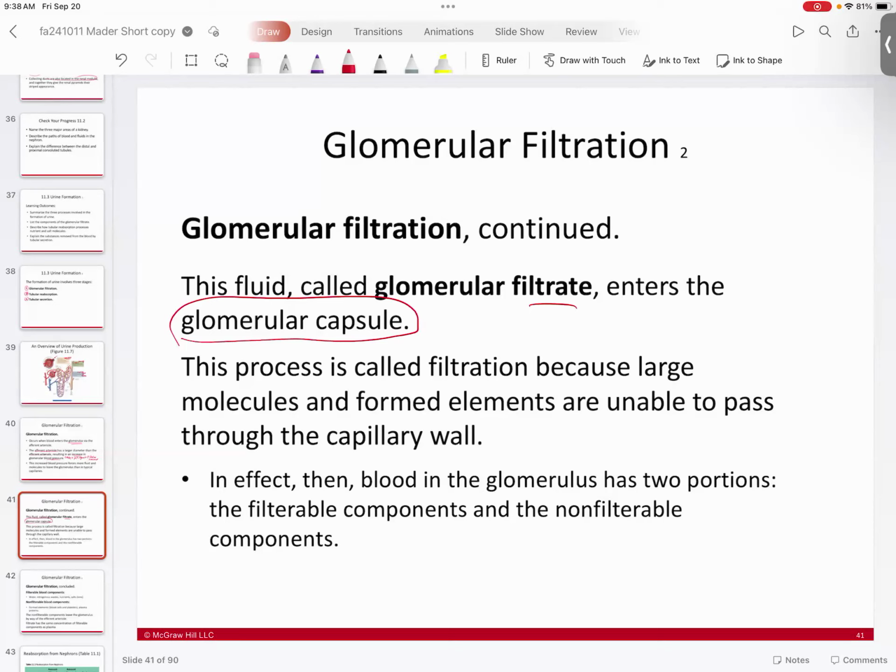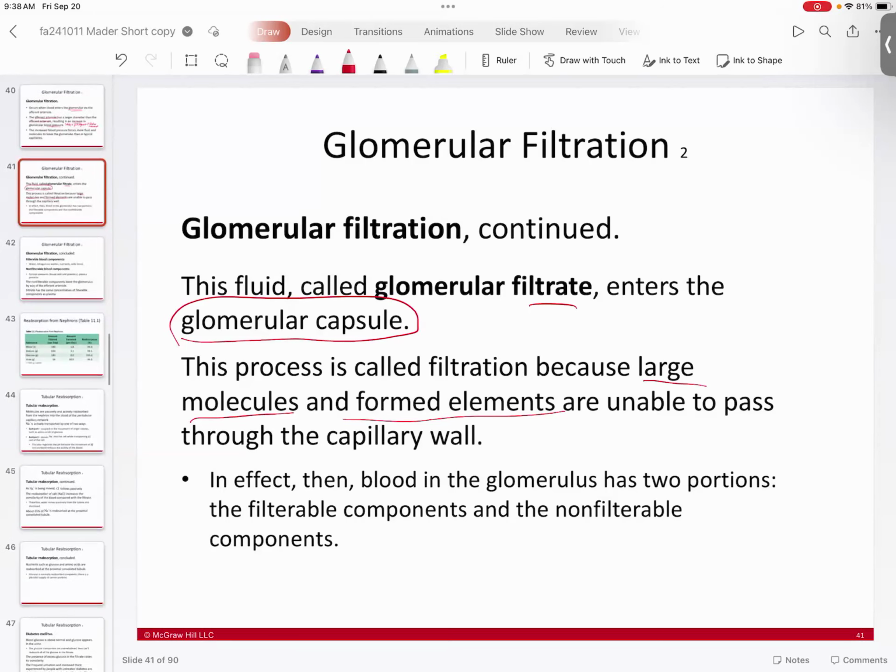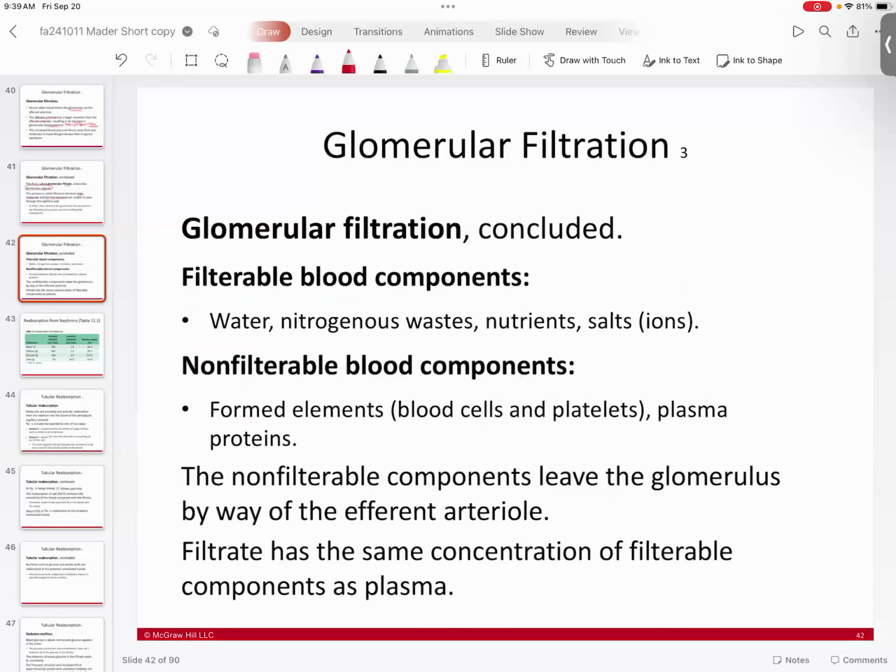Remember, like I said, it's not urine yet. So you're going to have large molecules in here that you don't want to urinate out. You're going to have formed elements in here that you don't want to urinate out. You're going to have other things in here as well that you don't want to urinate out. So some of these things you're going to want to take back. And so there will be some filterable components and some non-filterable components.